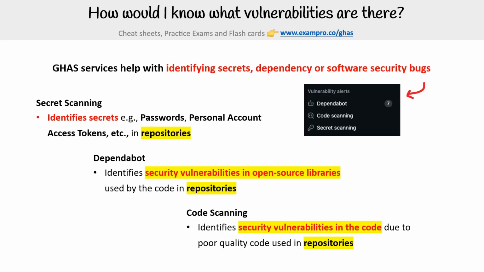Now, secret scanning helps you identify secrets, passwords, password access tokens, and any sensitive information which you may classify as a secret with a high entropy, essentially. Your AWS access keys are another great example as well. Now, in terms of dependencies, Dependabot helps you identify security vulnerabilities in open source libraries that are used by the code in your repository. And finally, code scanning helps you identify security vulnerabilities in the code itself, which may be just simply because there is poor code quality used in the repository.